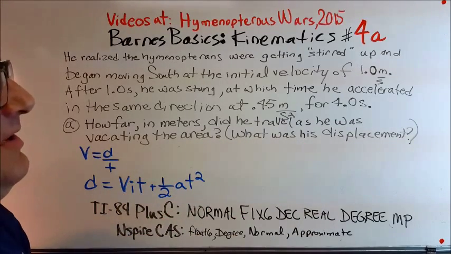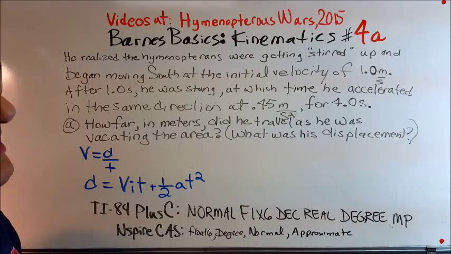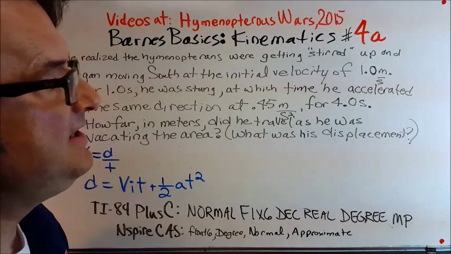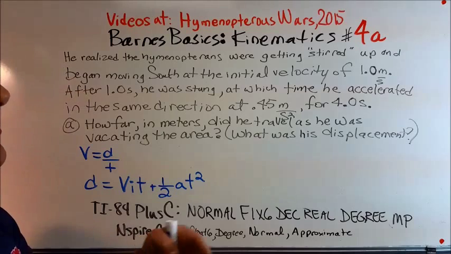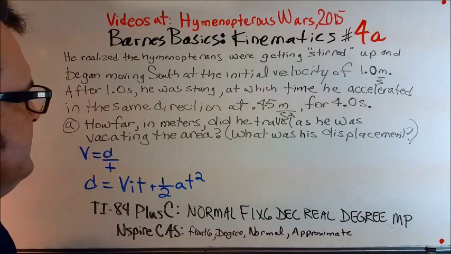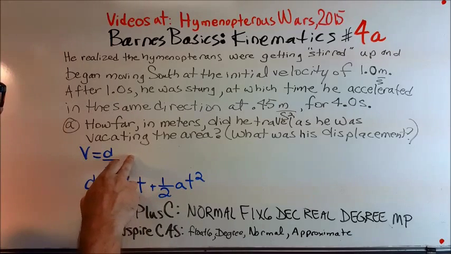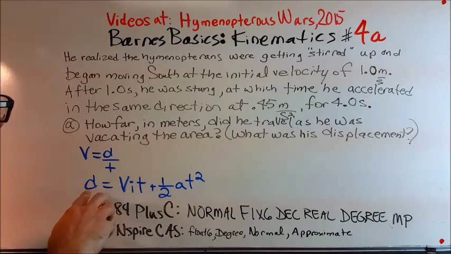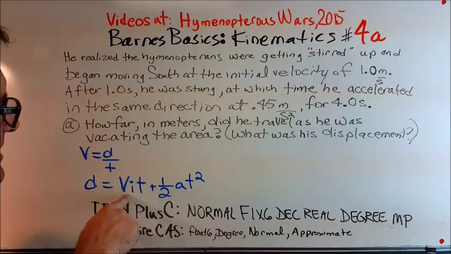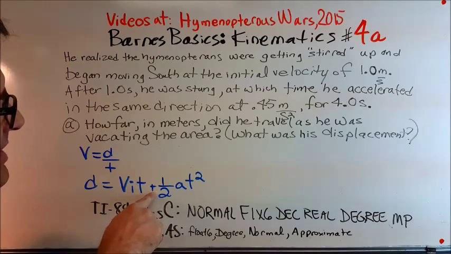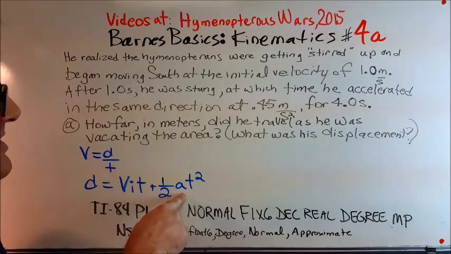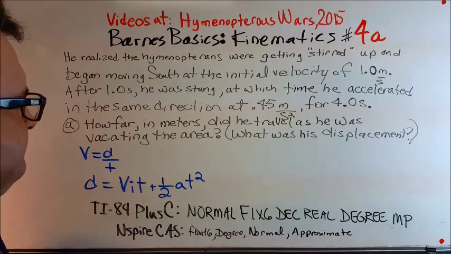What was his displacement? Remember that distance is how far a person travels, and displacement is how far from the beginning point the person is in the end. There are a couple of equations that I want to feature. Average velocity is equal to distance divided by time. And then this displacement equation: displacement is equal to initial velocity multiplied by time plus 1/2 of the uniform acceleration multiplied by the time squared.